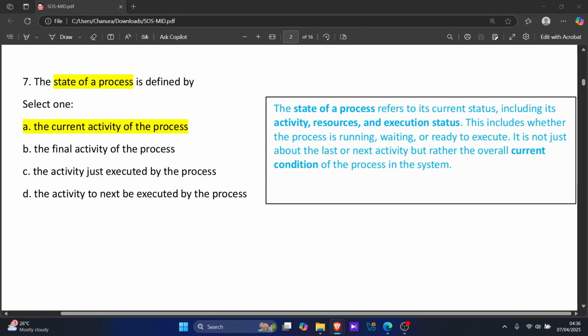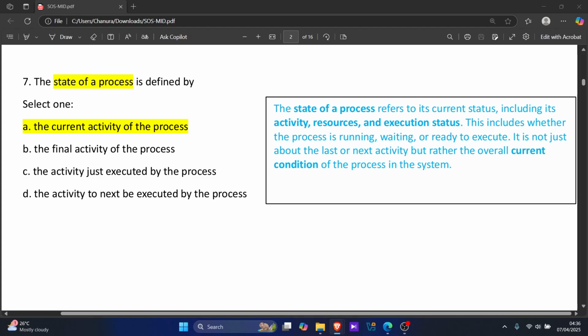Okay, so I need to figure out the correct answer to this question about the state of a process. The options are A through D, each referring to different activities related to the process. The question says, the state of a process is defined by, and then gives 4 choices. Let me read each option carefully. Option A, the current activity of the process. That sounds plausible. If the state is about the current status, maybe that includes what it's doing right now.